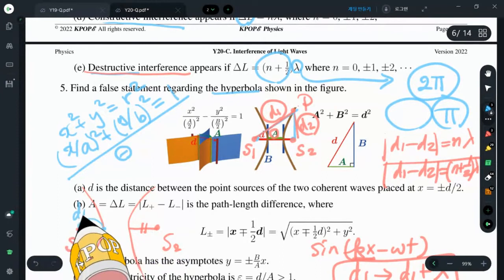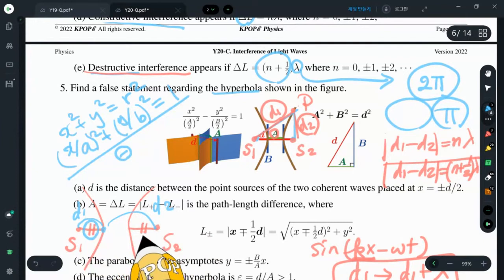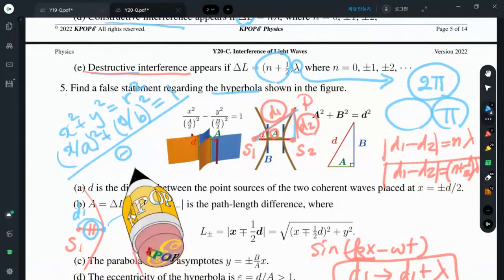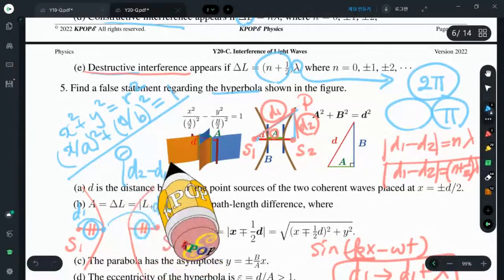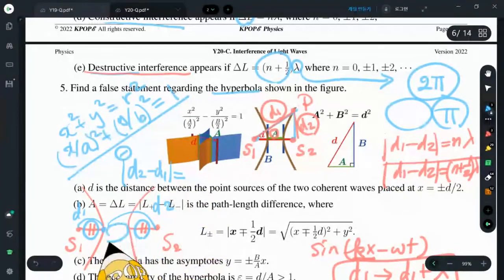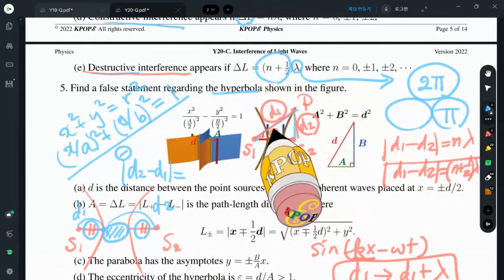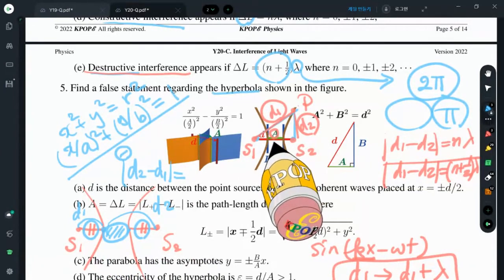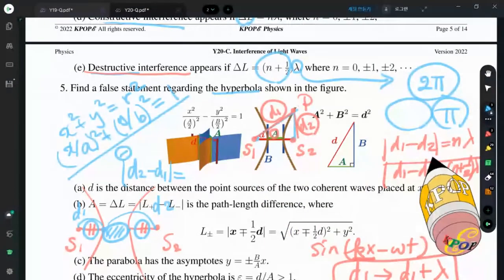Then D1 is this, and D2 is this. And we know these two are the same. So D2 minus D1, absolute value, is nothing but this distance, that is capital A. Aha, capital A represents the distance difference.